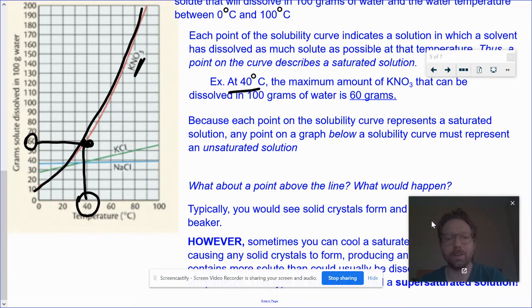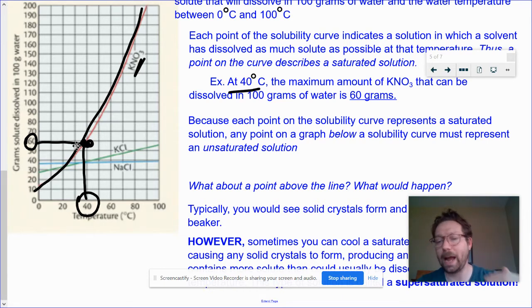If you added more than that, let's say you had 70 grams at 40 degrees Celsius, what would happen is 60 of those grams would dissolve. You would see that happen. And then you would keep stirring and stirring, and no matter how much you stirred it, there would still be 10 grams left that would not dissolve. It would just stay as a crystal. So it's important to imagine this happening. Once you get to that saturation point, you have no more that you can dissolve at that temperature.